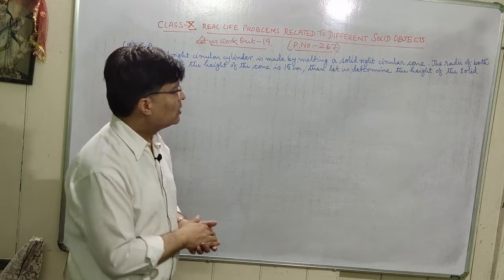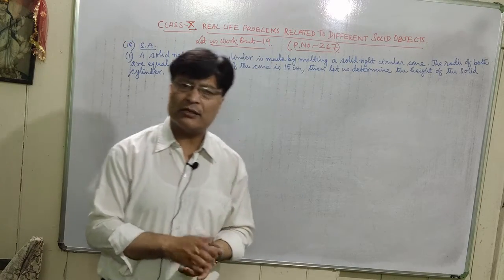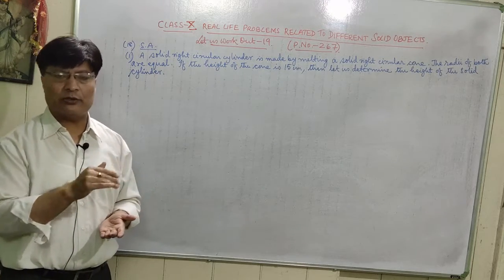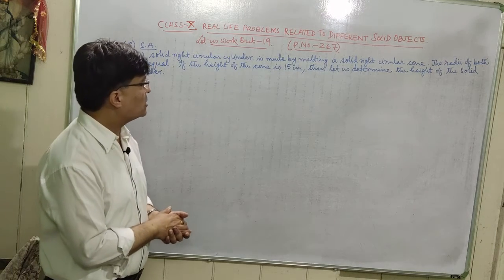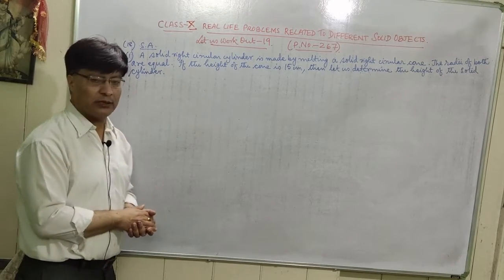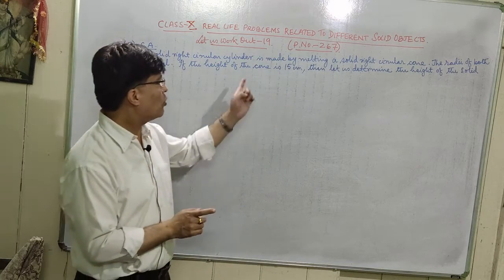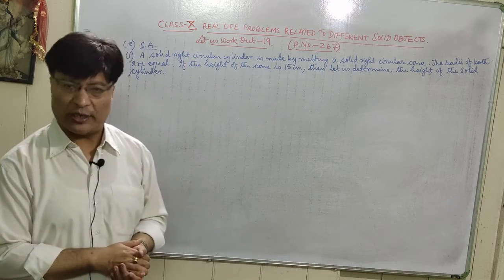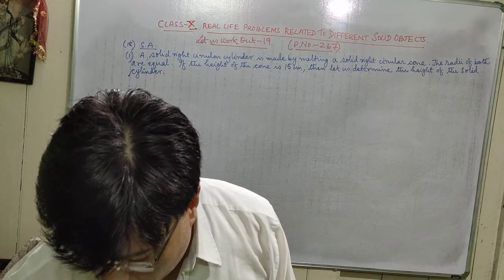Now the radii of both are equal. That is, the radius of the cylinder is equal to the radius of the base of the cone. It is given in the question. If the height of the cone is 15 centimeter, then let us determine the height of the solid cylinder. So you have to find out the height of the right circular cylinder. So is the question clear to all of you? So let's do this work now.